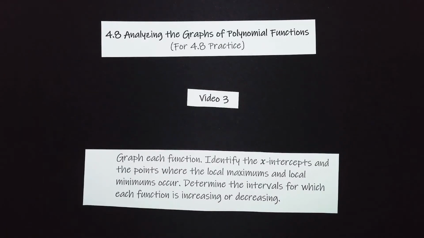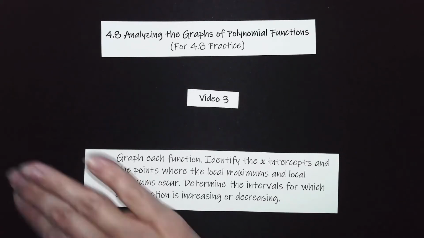Alright, we are still on 4.8, analyzing the graphs of polynomial functions. This is video number 3. In this video, we're going to graph each function, identify the x-intercepts, and the points where the local maximums and local minimums occur. We also want to determine the intervals for which each function is increasing and decreasing. So we need to start with vocabulary.